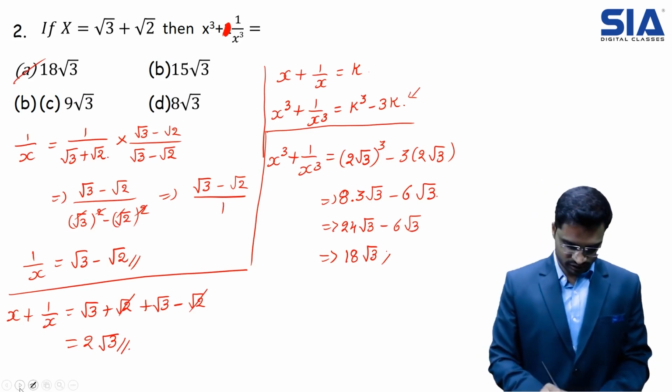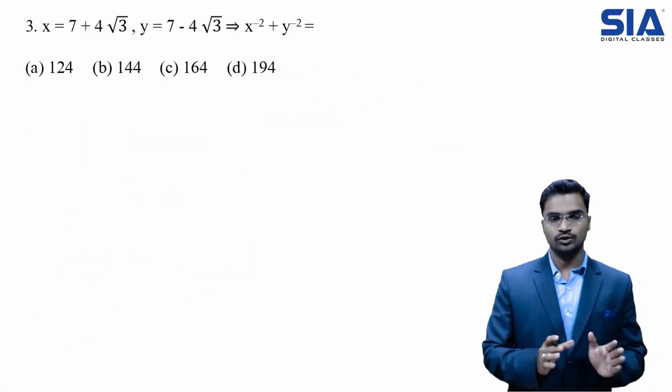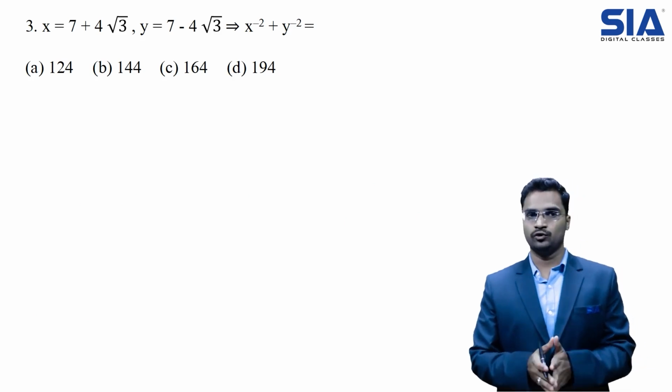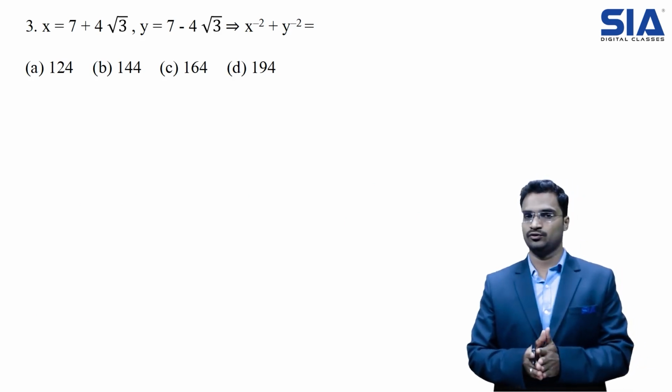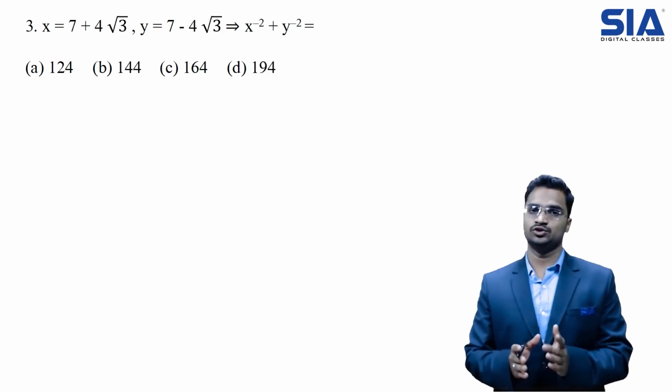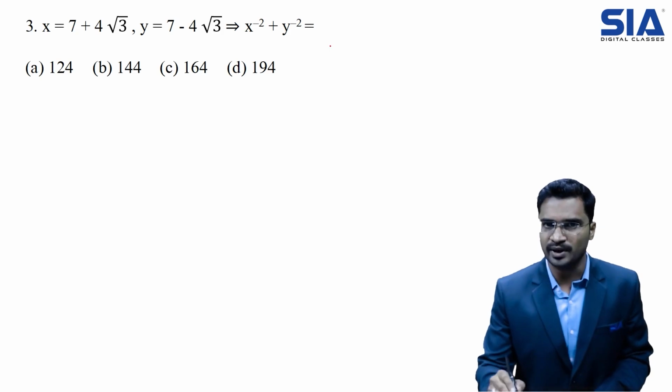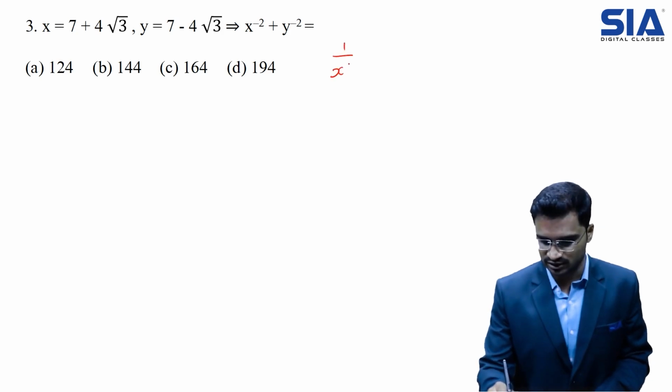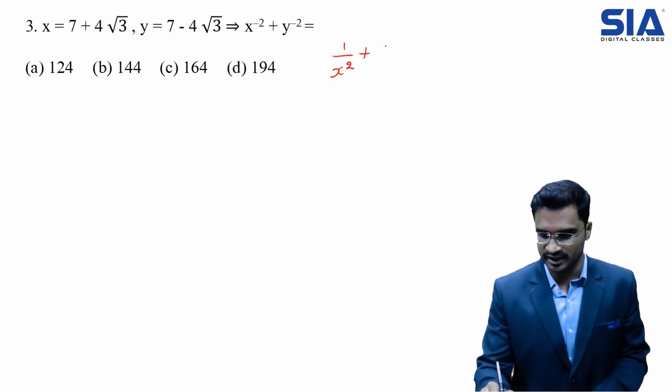Now coming to the next question. So x is equal to 7 plus 4 root 3 and y is equal to 7 minus 4 root 3. Then x to the power of minus 2 plus y to the power of minus 2 is what? Now x to the power of minus 2 can be written as 1 by x square, plus y to the power of minus 2 can be written as 1 by y square.